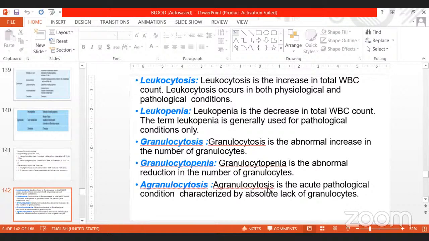Granulocytosis means an abnormal increase in the number of granulocytes. And granulocytopenia is the abnormal reduction in the number of granulocytes. And agranulocytosis means the acute pathological condition characterized by the absolute lack of granulocytes.